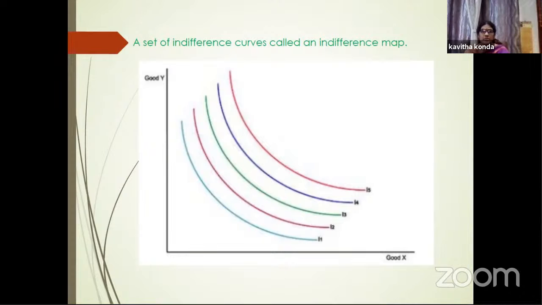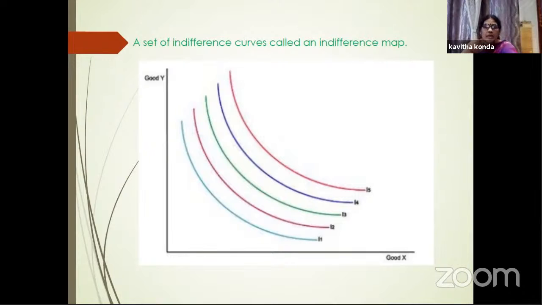A single indifference curve shows each and every combination, the two combinations of goods, where he will get equal satisfaction. Likewise, all this set of indifference curves is shown in this map. Map means the set of indifference curves. It is the locus of the various indifference curves, representing various levels of combinations and levels of satisfaction to the consumer.